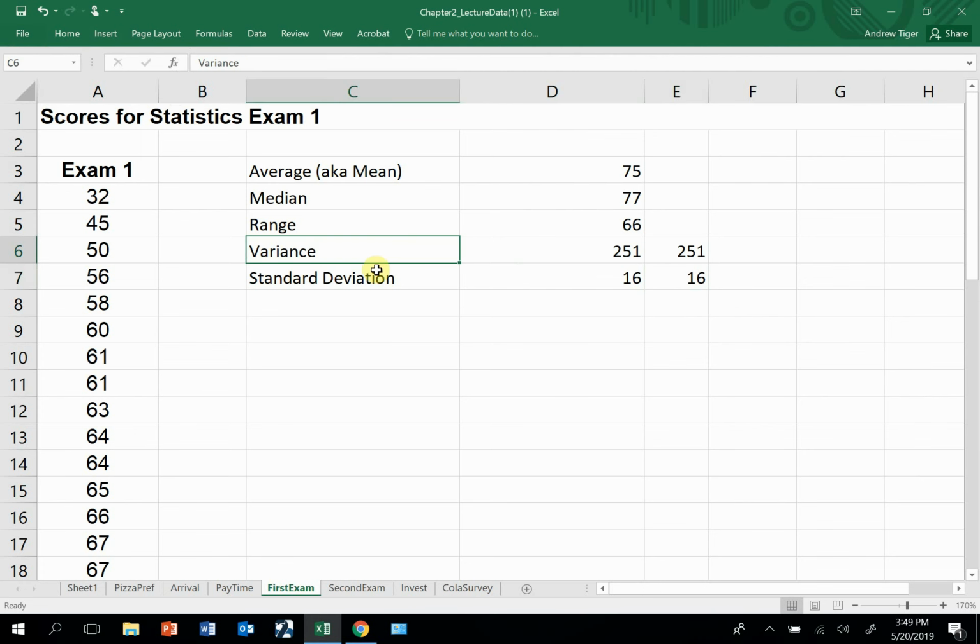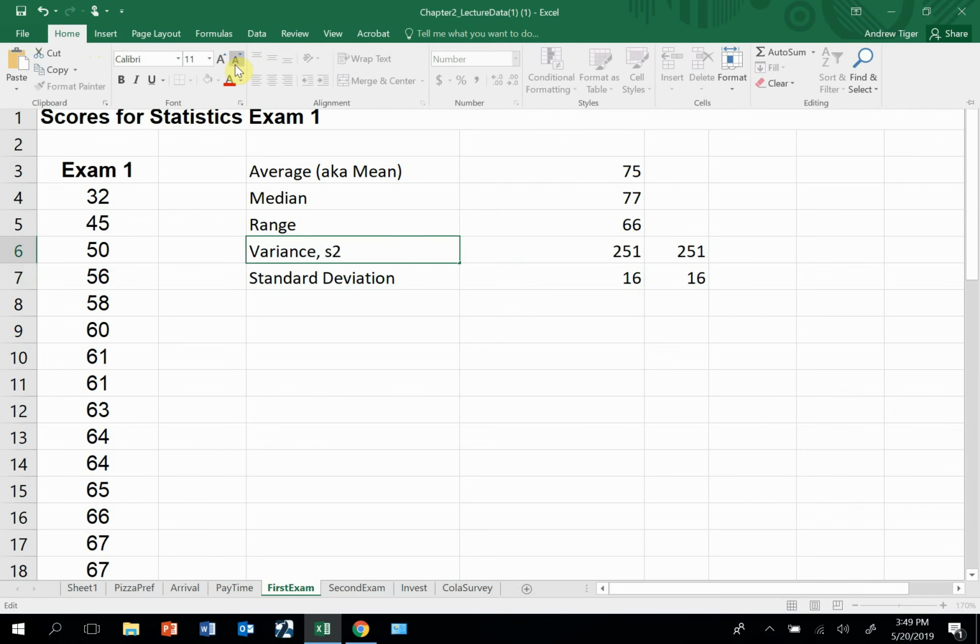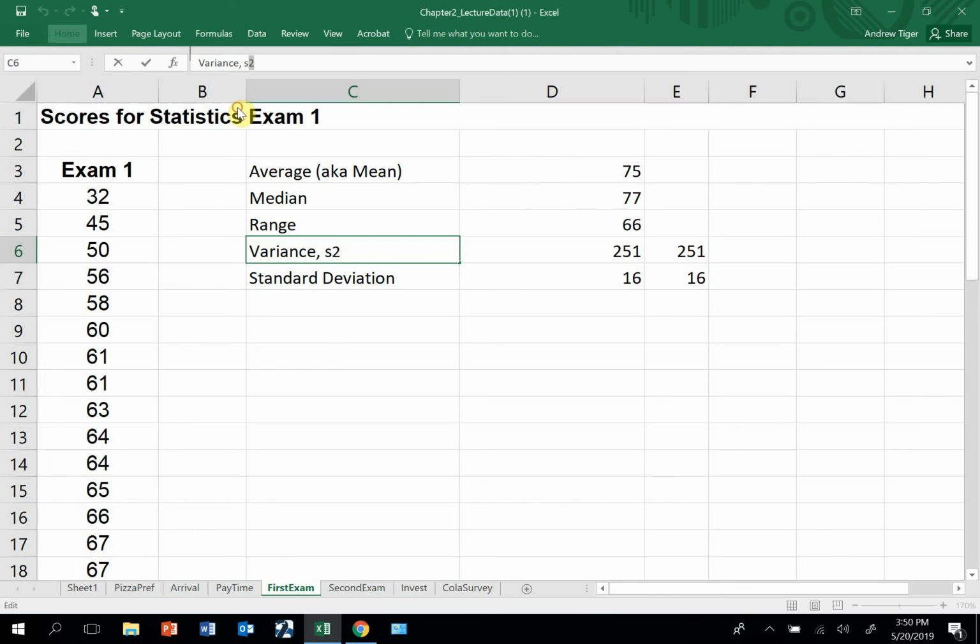So these are related. The variance is sigma squared. Standard deviation is sigma. That's generally what we use. Typically, the variance is s squared, where this is a superscript. We make the font superscript. And the standard deviation is just s. Typically, for the average, we use x with the bar over it. I don't know how to put a bar over something. The median, we just say median. Range, we just say range.